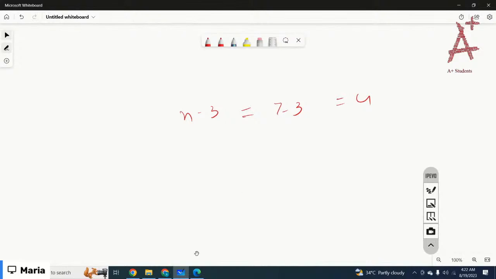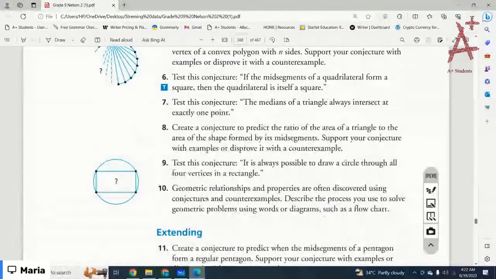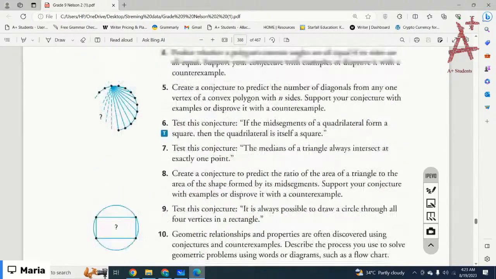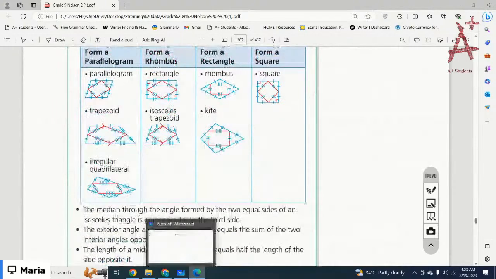Okay, the next one is test this conjecture. If the mid segments of a quadrilateral form a square, then the quadrilateral is itself a square. So you have to see the midpoints, the mid segments of a quadrilateral. Okay, you have to see the mid segments of a quadrilateral form a square. Okay, let's just go see the quadrilateral. Here is the quadrilateral, right?